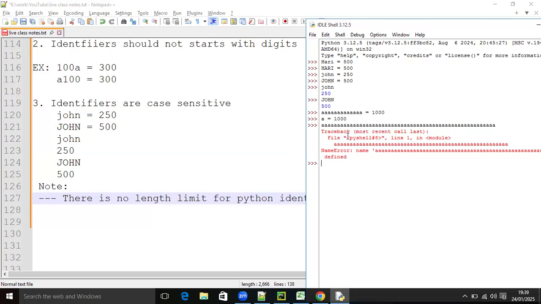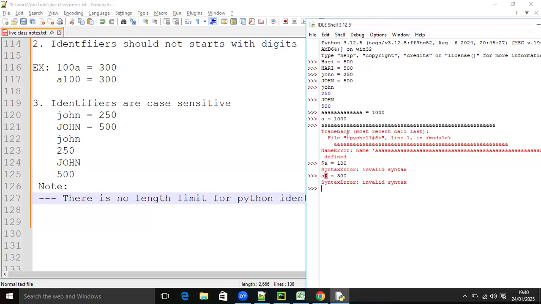And here the dollar symbol will not accept. Next, equal to 100. So here the dollar symbol has not been accepted. Let me try with a dollar. Is it accepted?